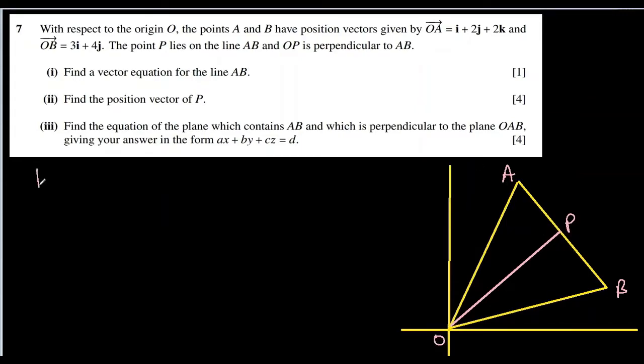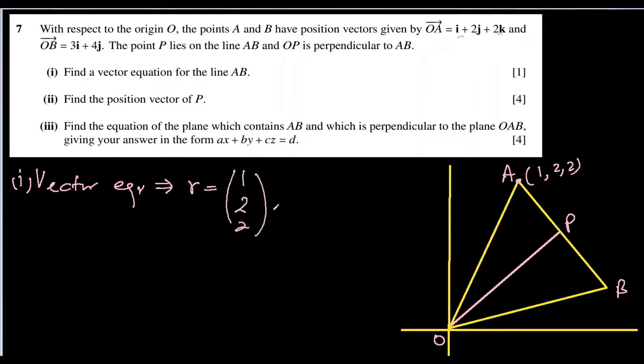So for a vector equation, we need a point. So let's use the point A. Since it's a position vector, we can use the vector itself as the coordinates of the point. So I'm using 1, 2, and 2. So this is R equal to, point is 1, 2, 2.